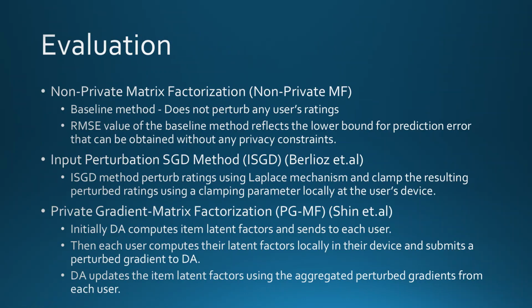Non-private matrix factorization is the baseline method we are going to compare our approach with. In this method, we are not perturbing any user ratings, and we are using SVD based matrix factorization for rating prediction. The RMSE values of the baseline method reflect the lower bound for prediction error that can be obtained without any privacy constraints.